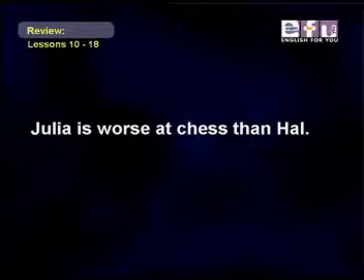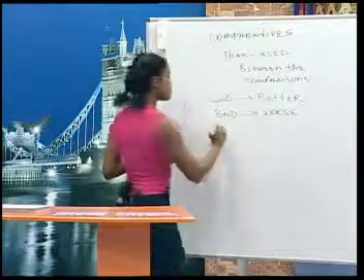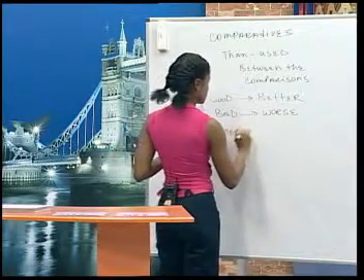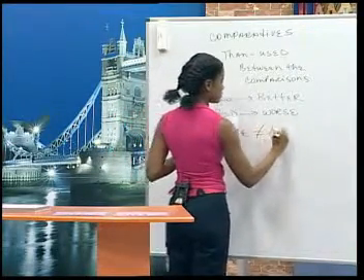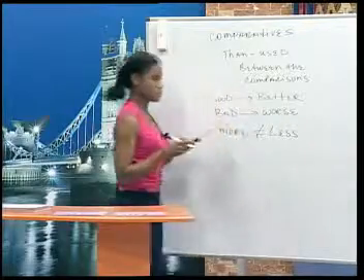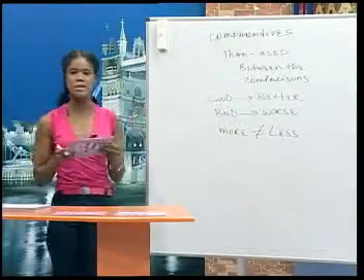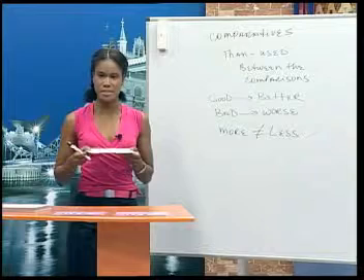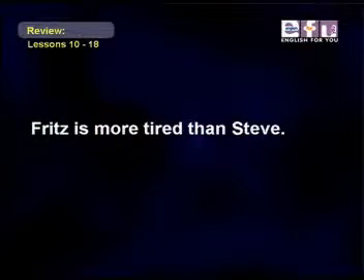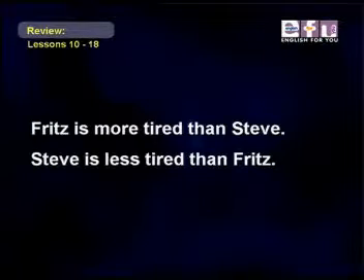Okay, example, Julia is worse at chess than Hal. Now remember, the opposite of more is less. So we can also use less in comparatives. For example, Fritz is more tired than Steve. Means the same as Steve is less tired than Fritz.